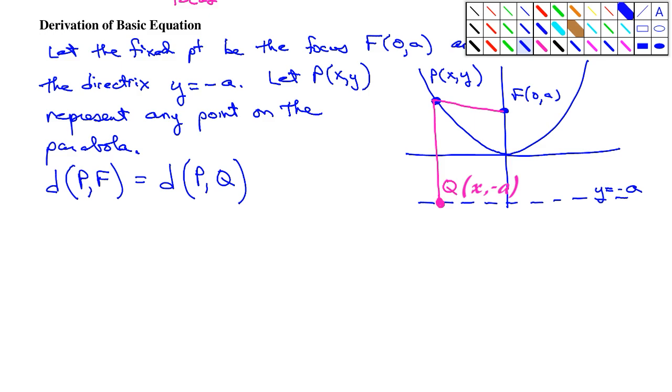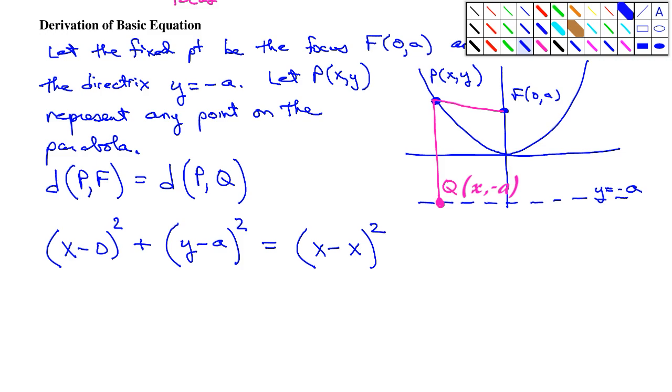Then let's find the distance from P to F. The difference in the x's, so x minus 0 squared, plus the difference in the y's, y minus a squared, and that's going to be equal to the difference in the x's from P to Q. Those have the same x value because of the way we drew the picture. So it's x minus x squared, plus the difference in the y's, so y minus the y coordinate at Q, which is negative a, squared.